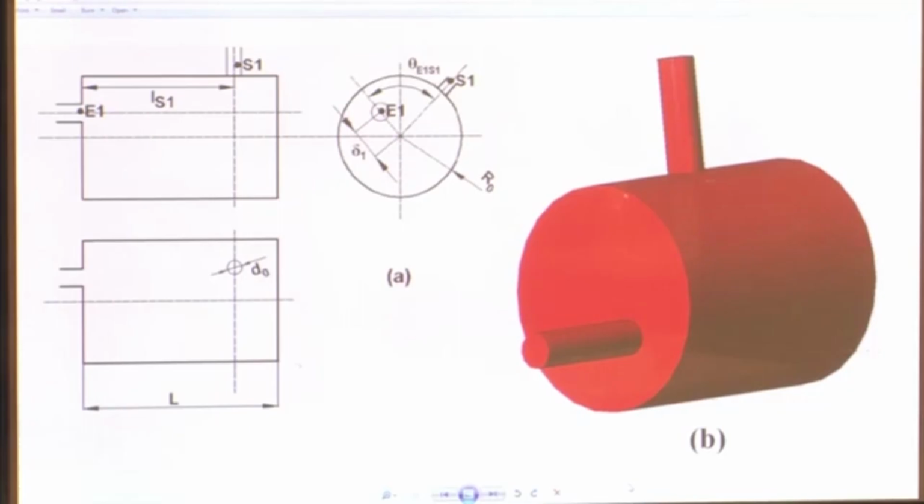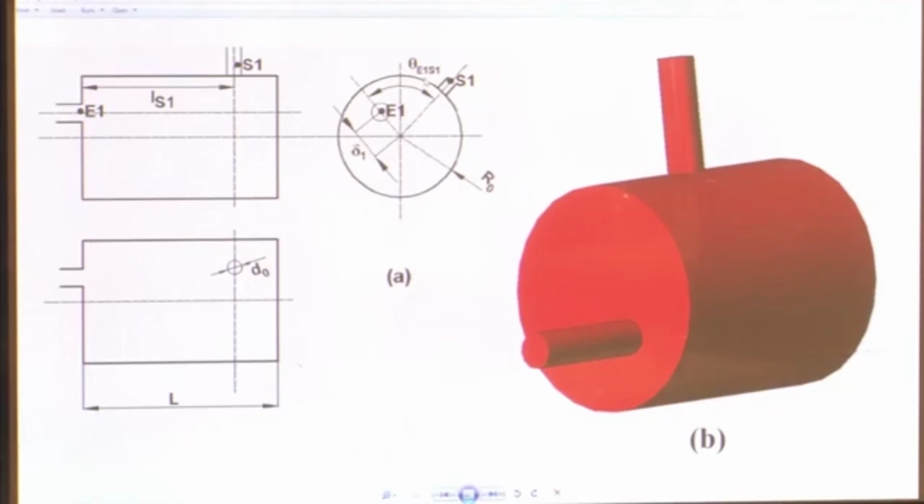So in this configuration, we see the inlet flow entering here, and it is outlet at the side port, and the included angle is generally theta E1 S1, where E and S stand for the end and side ports respectively, and the inlet and outlet ports have the same diameter.